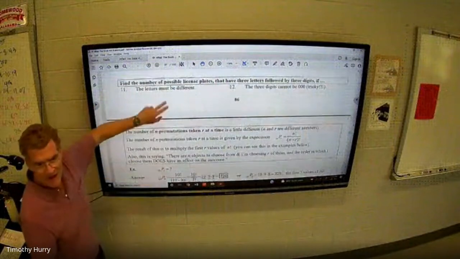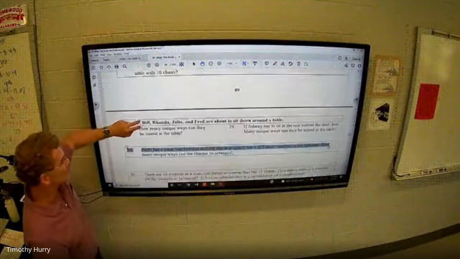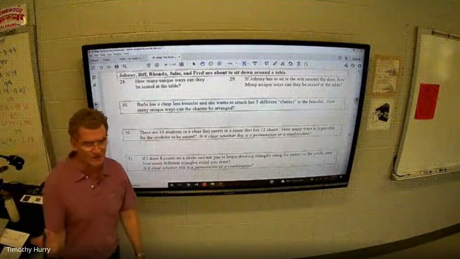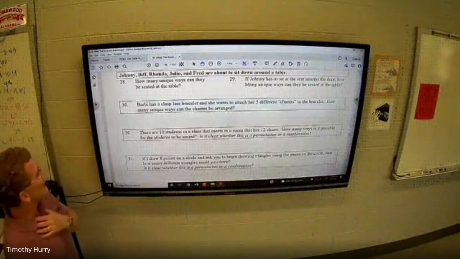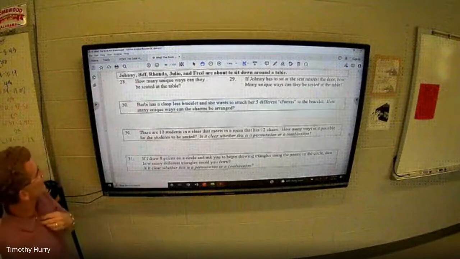All right? So I'm jumping back to here. I'm just going to move through these. If you see one that you've already done and want to talk about, feel free to ask. But I'm just going to bounce around. Your job is to try to do everything else. So how about we just do 28 and 29. How many unique ways can Johnny, Biff, Rhonda, Julio, and Fred sit around a table?